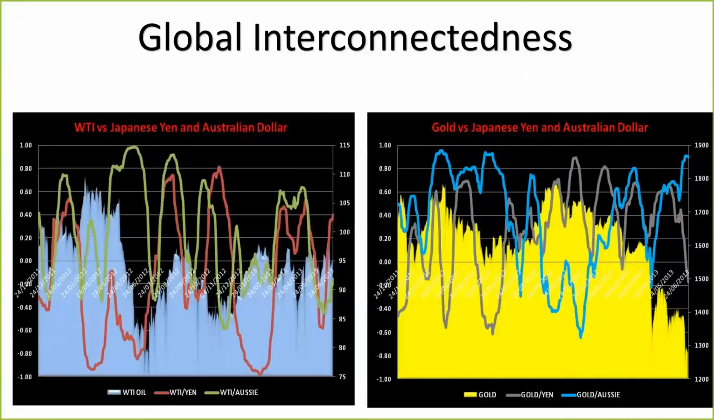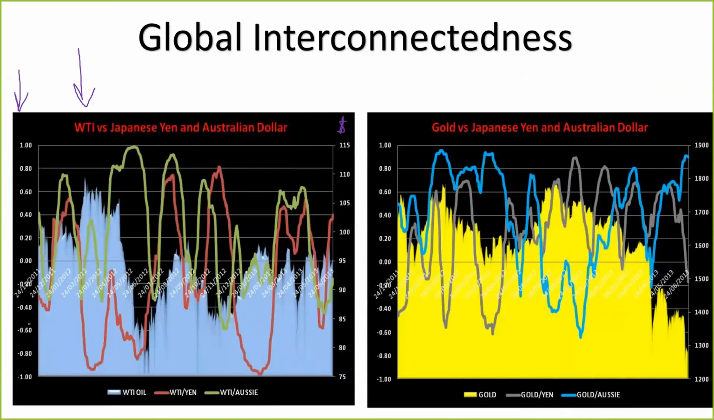Japan is an aggressive exporter. It's got one of the highest industrial production rates in the world. And Australia has very large mines. It exports raw metals and minerals worldwide. So let's start on the left-hand chart, the one with all the blue at the bottom. The blue on the bottom is the price of oil, here in dollars. On this axis is the correlation coefficient.